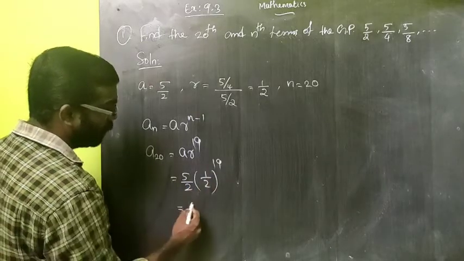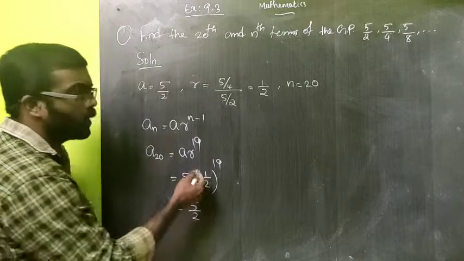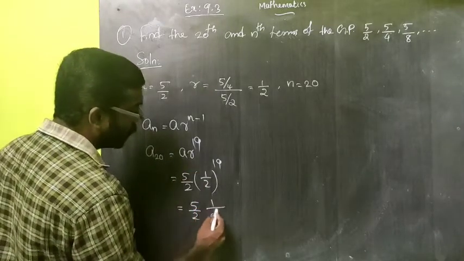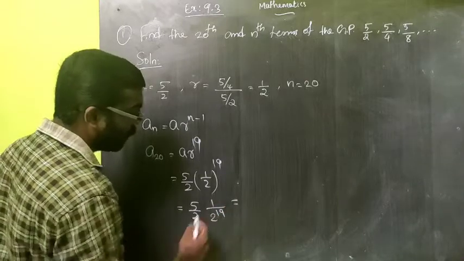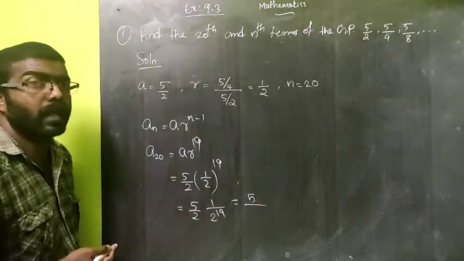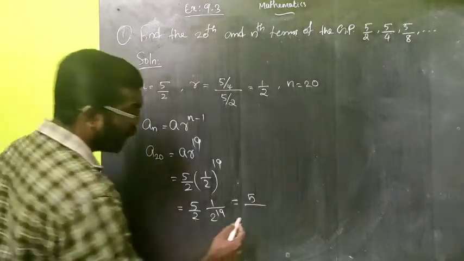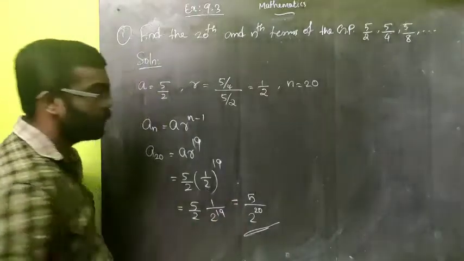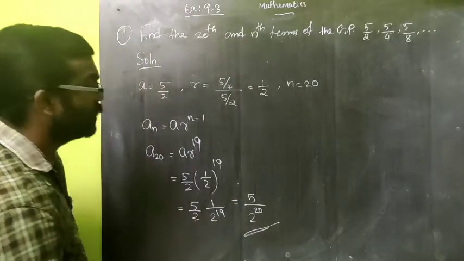Or we can write 5 by 2 into 1 raised to 19. 1 raised to any number is 1. So 1 by 2 raised to 19. Now we can combine: 5 divided by 2 power 1 into 2 power 19, that is 2 power 1 plus 19, which gives 2 raised to 20. So 5 divided by 2 raised to 20 is the first answer.